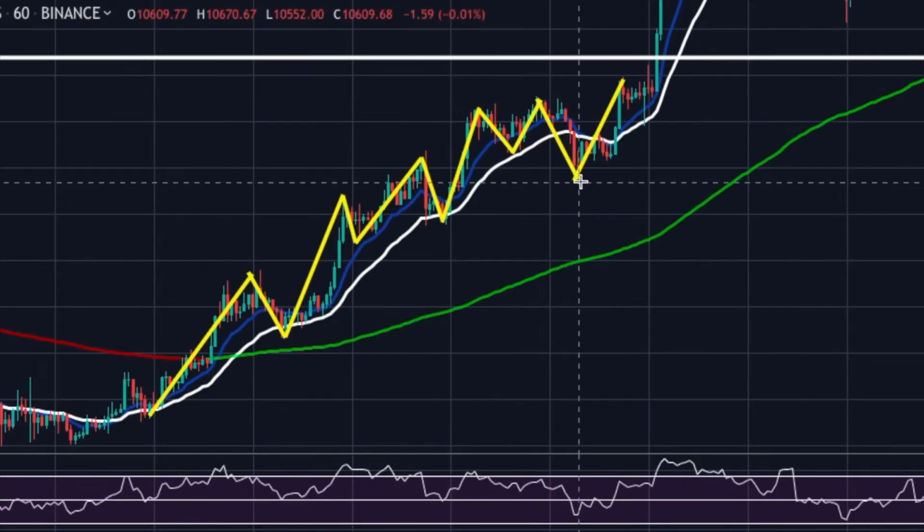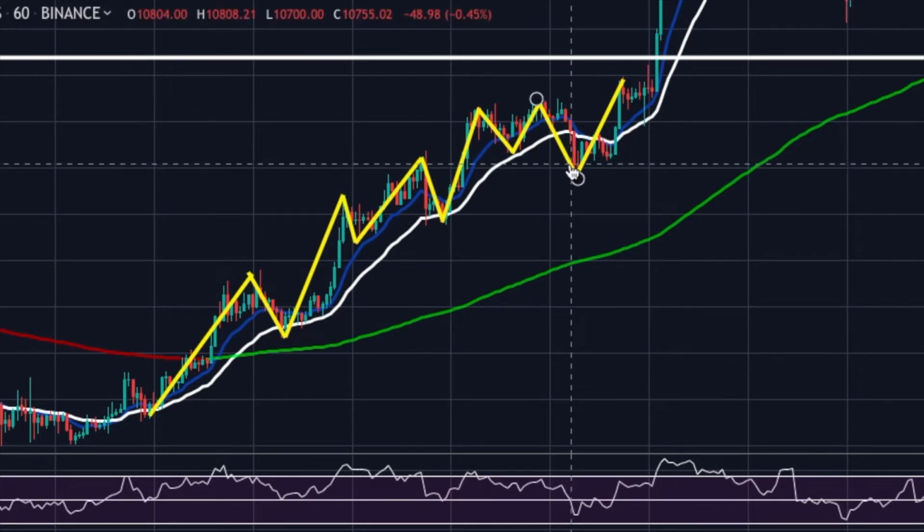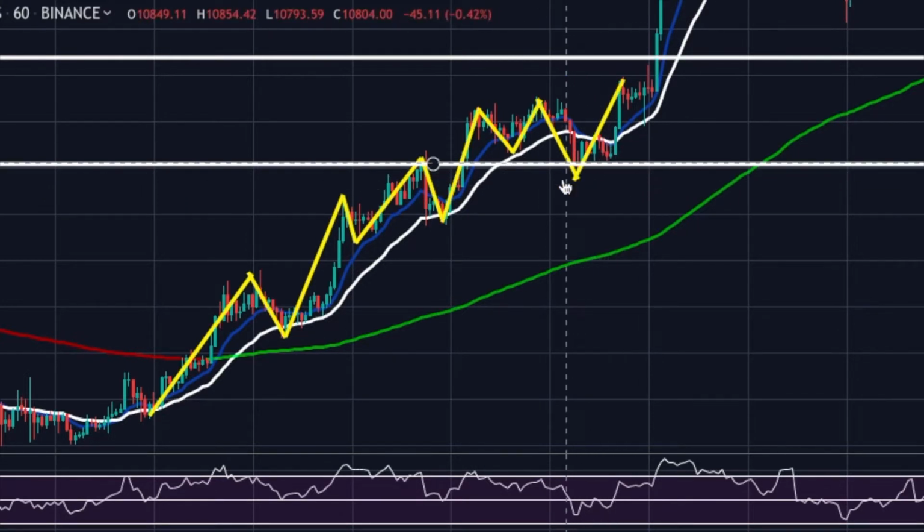You don't have to buy this point here. You can buy here in this consolidation zone, or wherever. But the fact is, if you enter here, you can also scale in three entries to get the best average that you can.